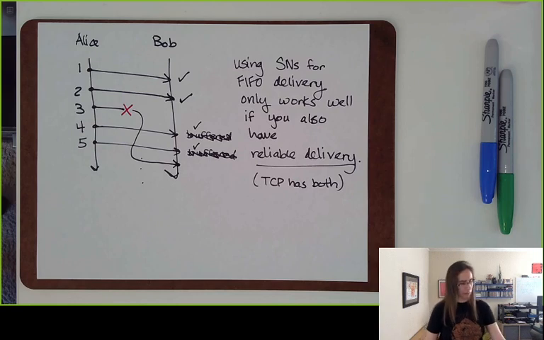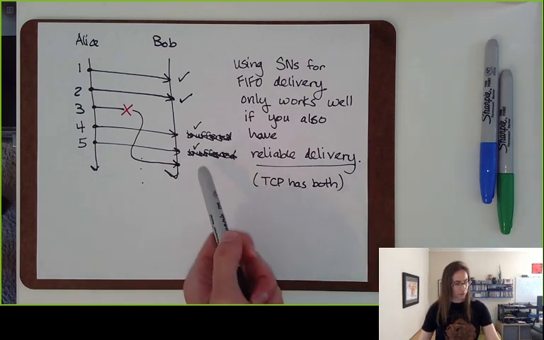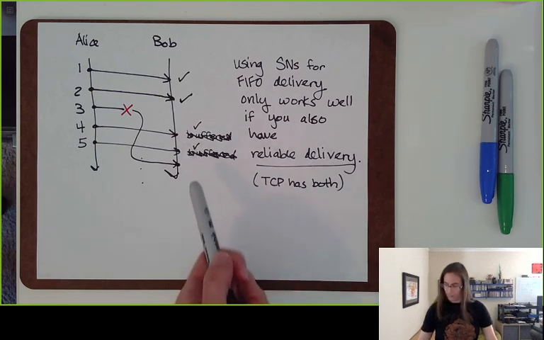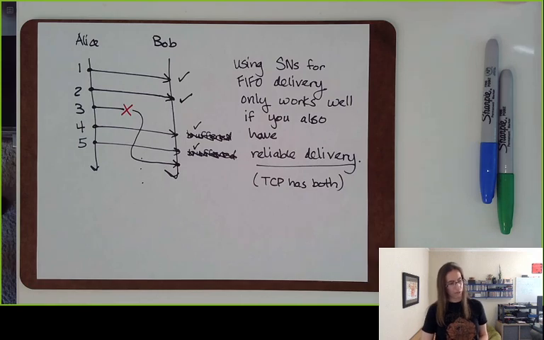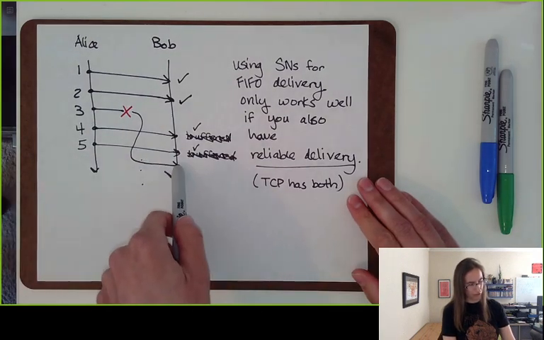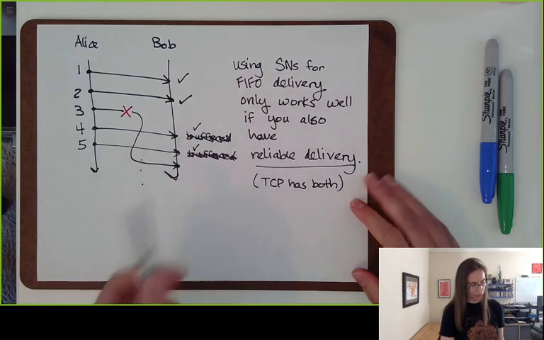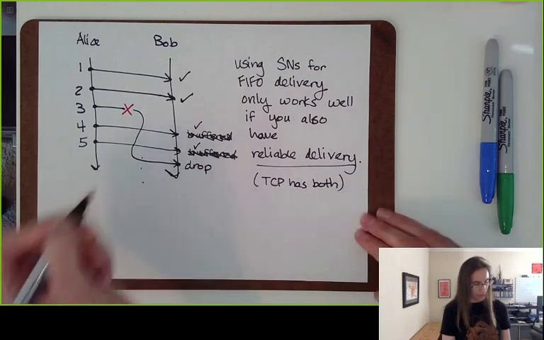Is he going to drop that message when it arrives? Is he going to deliver it even though it's out of order? I think you'd have to drop it, right? Because if you're trying to enforce FIFO delivery, then it would now be a violation of FIFO delivery to deliver message 3 after messages 4 and 5. So you'd have to drop it at this point.